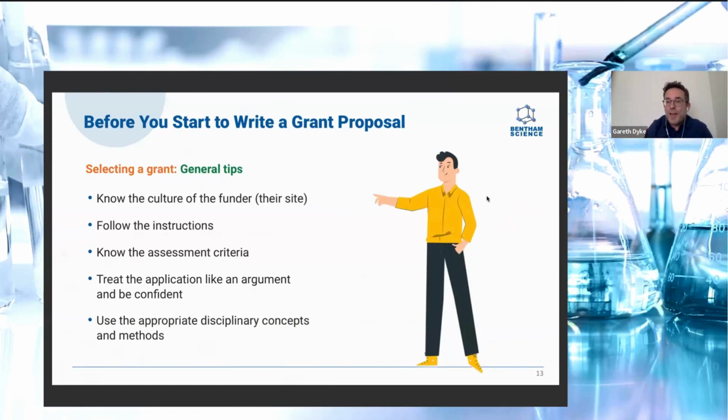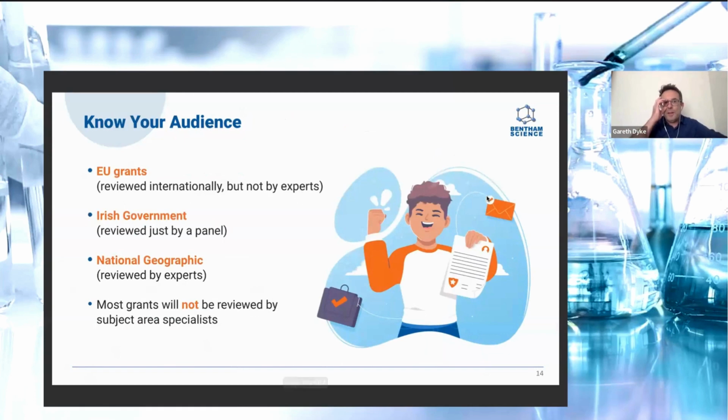We would also say that it's important to know the culture of the funder, so investigate thoroughly their website, follow the instructions carefully. Lots of grant proposals get rejected because the instructions have not been followed. Know the assessment criteria. Again, access to a funded proposal or proposals, very important. And you're treating your application like an argument. You're going to be confident, using the appropriate disciplinary concepts and methods, showing that you are the right person to do this research, to be funded to perform this particular proposal.